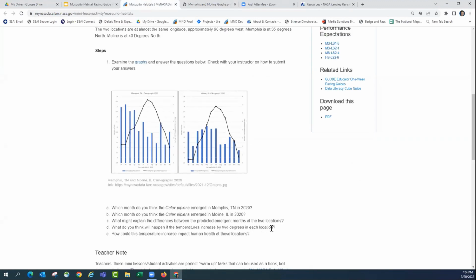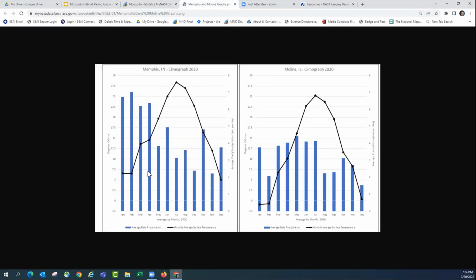What do you think would happen if the temperatures increase by 2 degrees in each location? So I thought this was kind of neat. If you go down to the month before for Memphis, even if you increased by 2 degrees, you'd still be below 12.5. And in Moline, if you increased from 10 to 12 in April, you'd still be below 12.5. So it likely wouldn't be a different month, but you would probably have more mosquito days. So that's an interesting point.